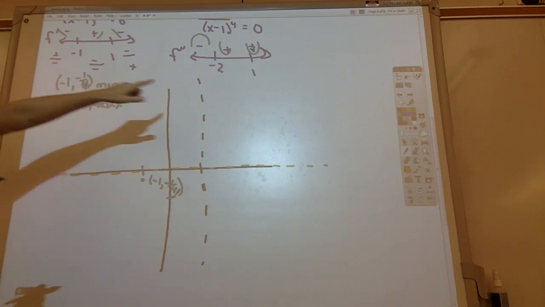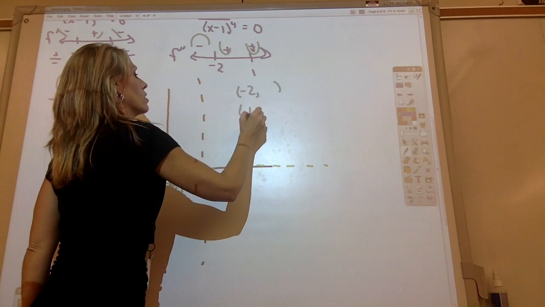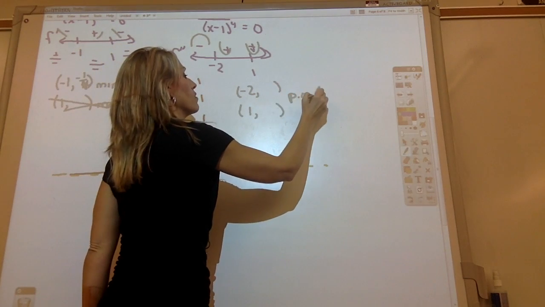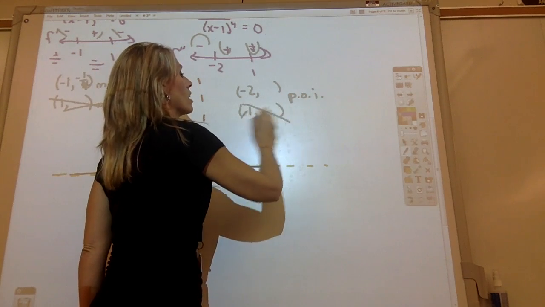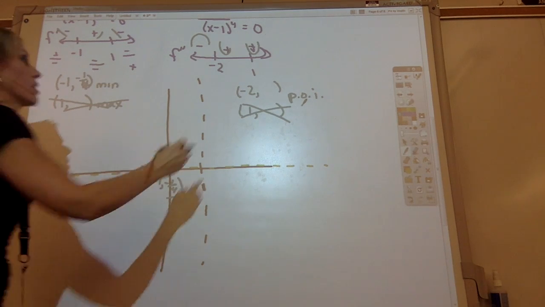Points of inflection. Again, I know I don't have to. For points of inflection, this one's not going to end up being one, right? Because one something is undefined. But negative 2, negative 2 ninths.